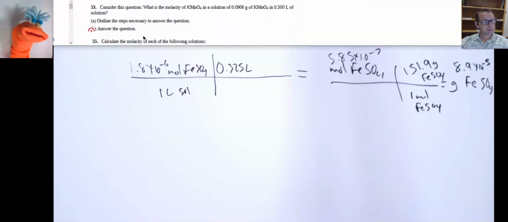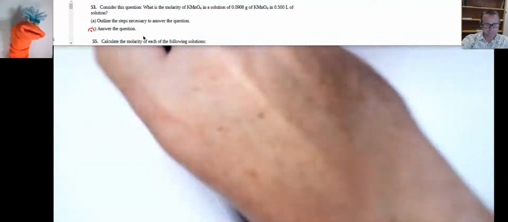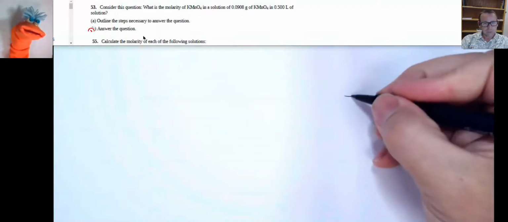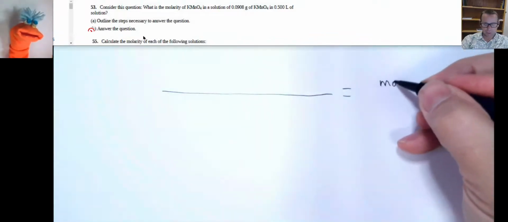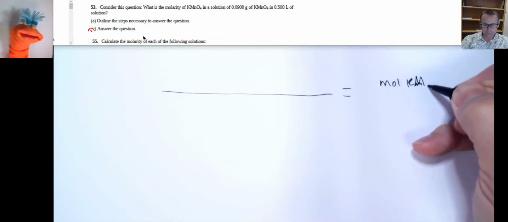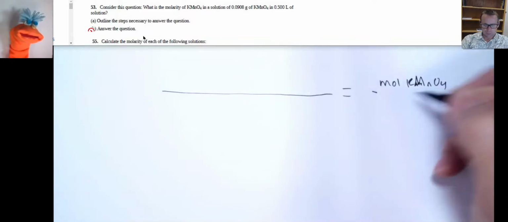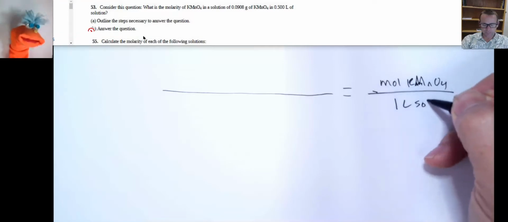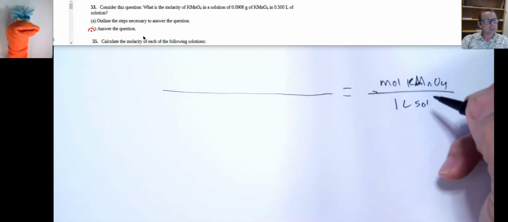What is the molarity of potassium permanganate in this solution? Well, that's easy. We've done this 100 times. We want what for molarity? Moles per liter. Moles of KMnO4 for every liter of solution, right? Yeah. Okay.